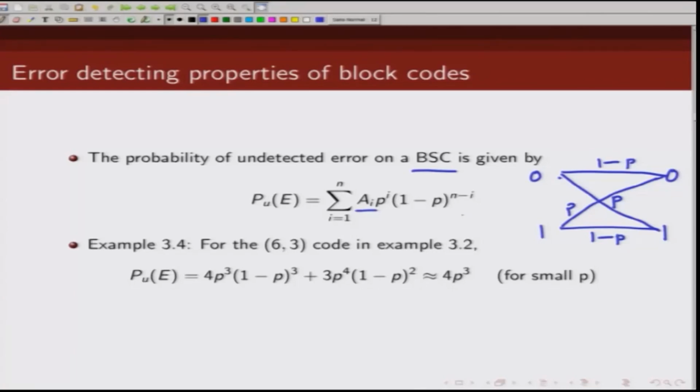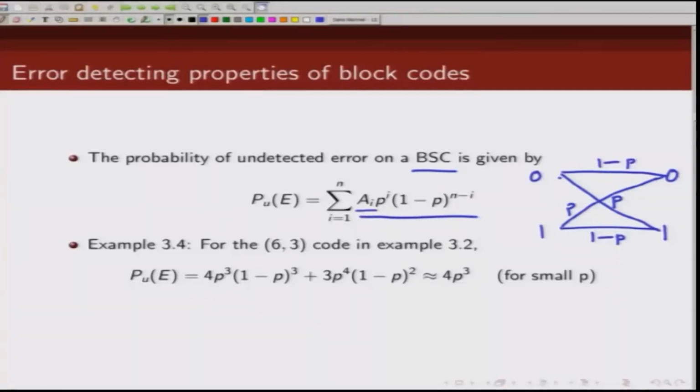Okay. Now, an undetected error will happen if the receiver receives any non-zero code word. So, I have to sum up this probability for all I going from 1 to n. So, this is my overall undetected error probability if I send a linear block code over a binary symmetric channel.